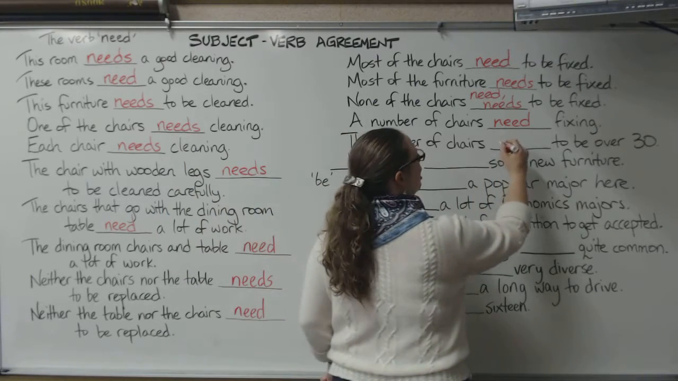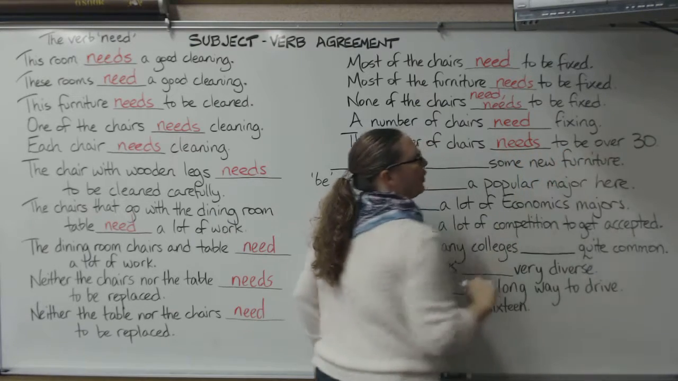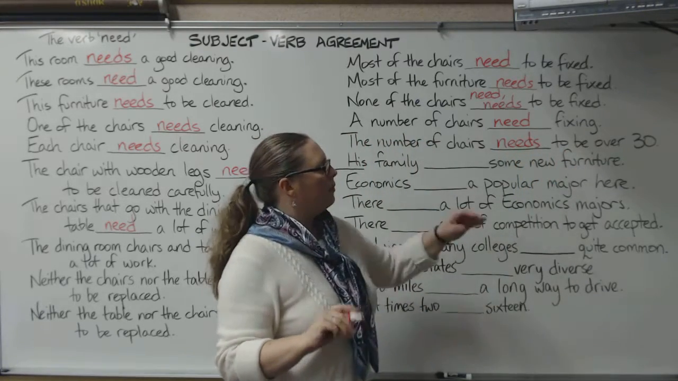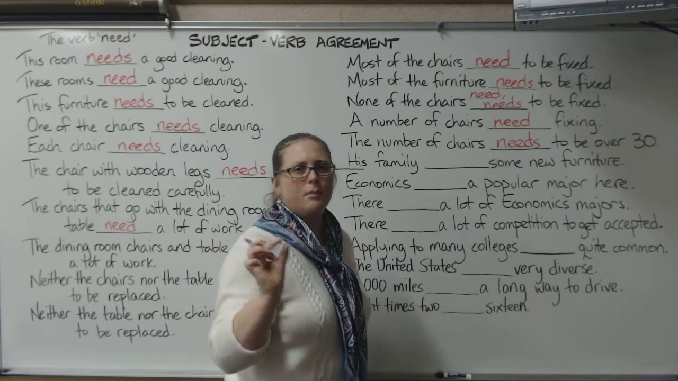So the number of chairs needs to be over 30. So minimum 30, 32, maybe 35. That's a sum number.